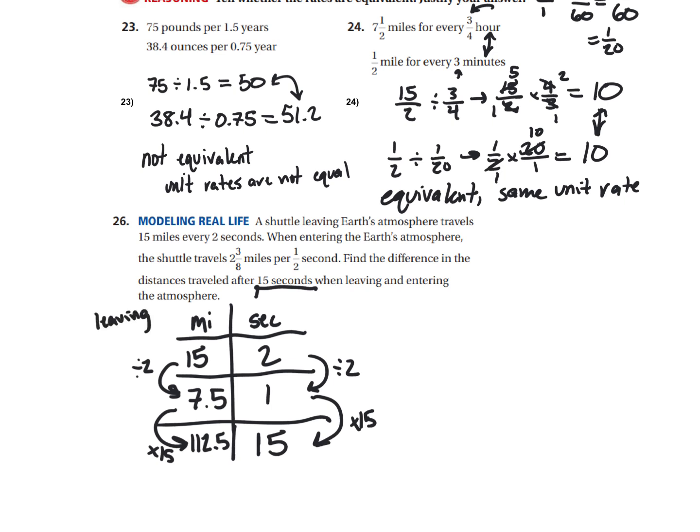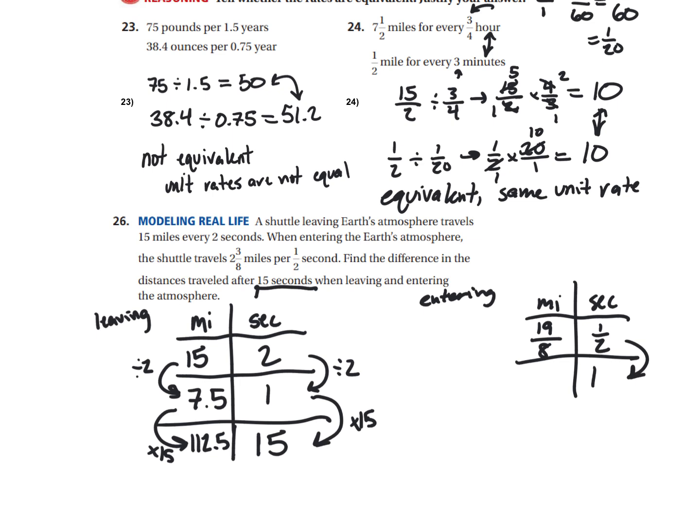Now we need entering. All right, same thing. Miles, seconds. This time it says, ooh, it travels 2 and 3/8. I'm just going to make this like a fraction because I can, and per 1/2 second. But I think how many half seconds are in 1 full second, or my unit rate? 1/2 times 2 is 1. So I can just multiply this by 2. 19 over 8 times 2 over 1 is going to get me 19 over 4.